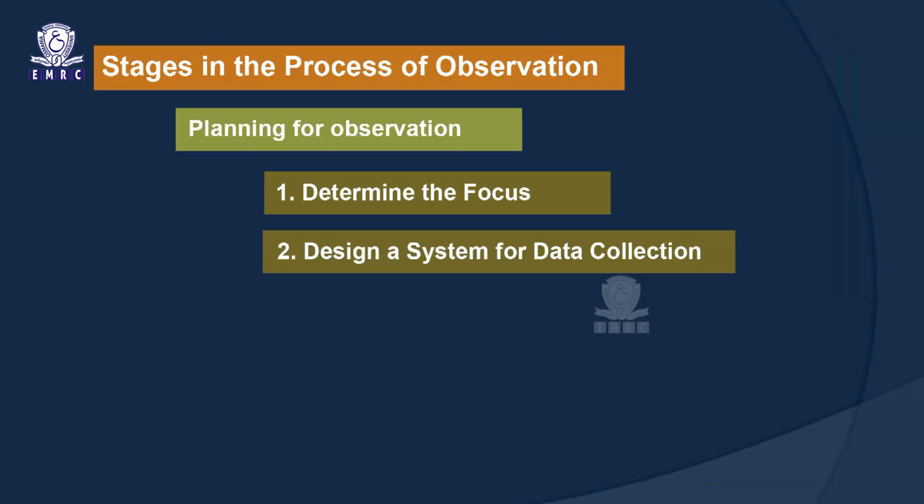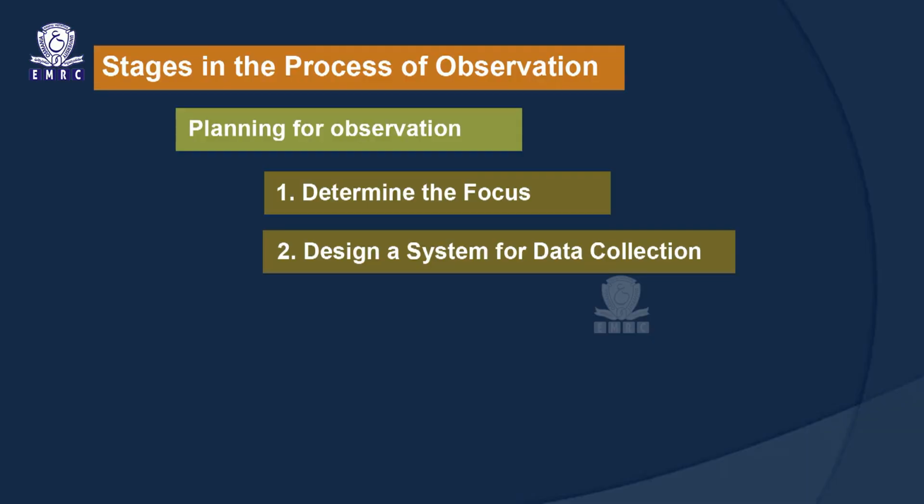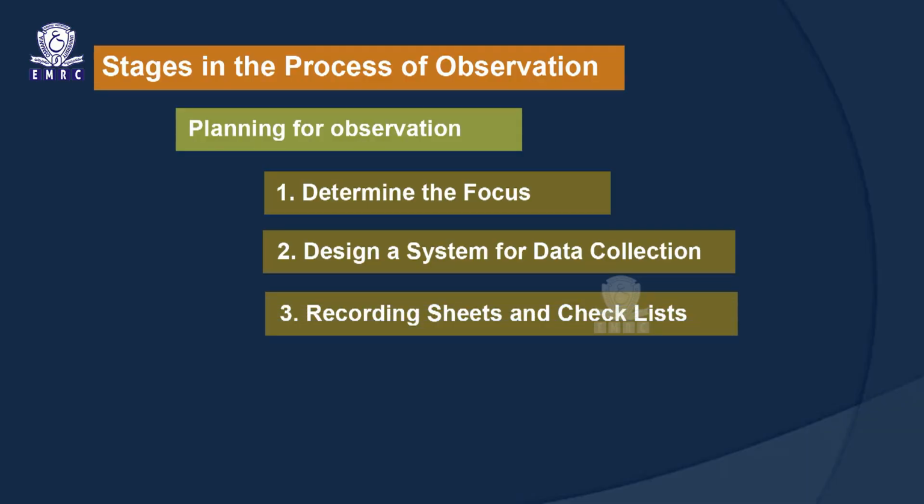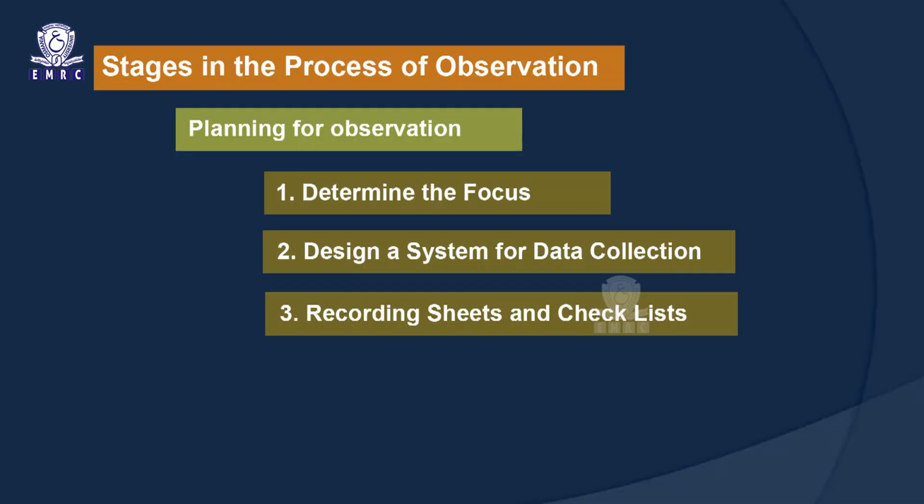The second stage of planning is to design a system for data collection. Once you have focused your evaluation, think about the specific items for which you want to collect data and then determine how you will collect the information you need. The third point is recording sheets and checklists, which are the most standardized way of collecting observation data, and include both preset questions and responses. These forms are typically used for collecting data that can be easily described in advance. For example, topics that might be covered in psychotherapy lessons.